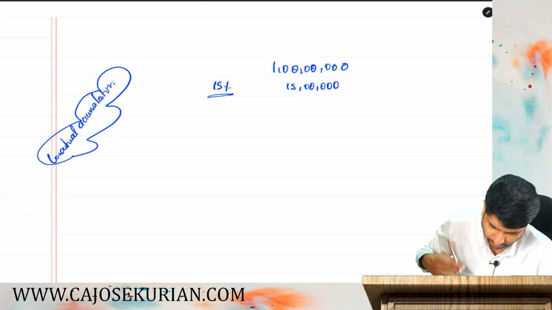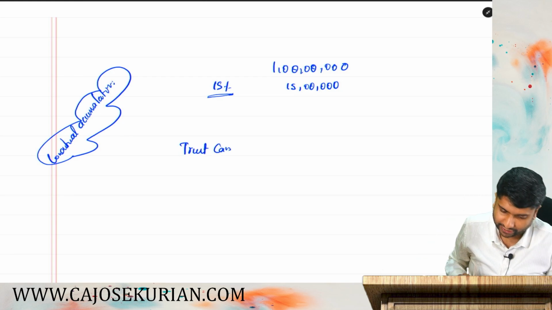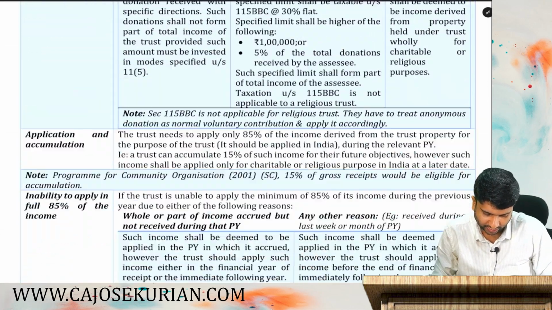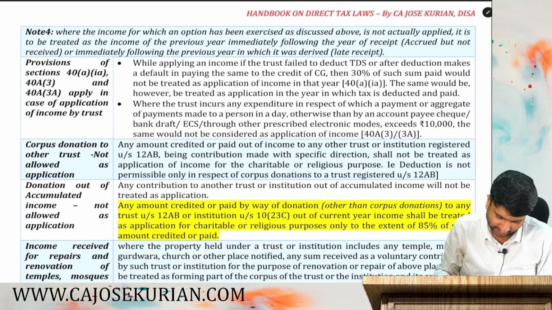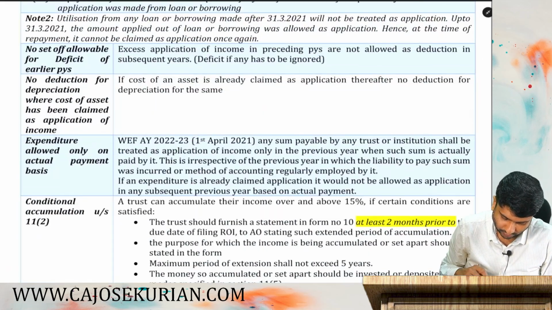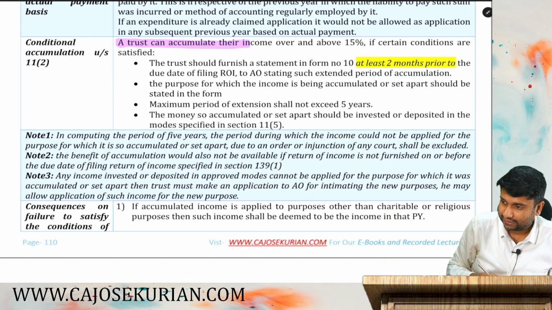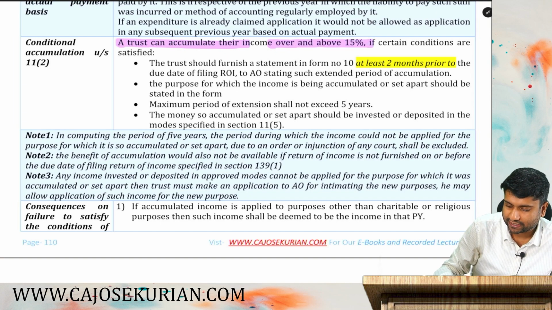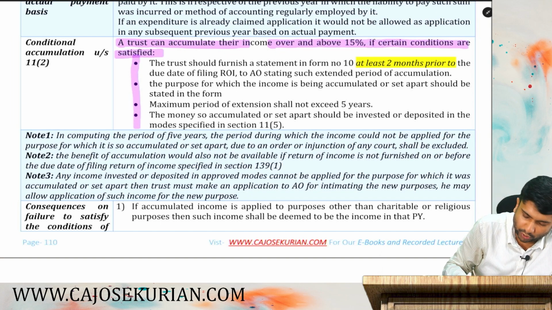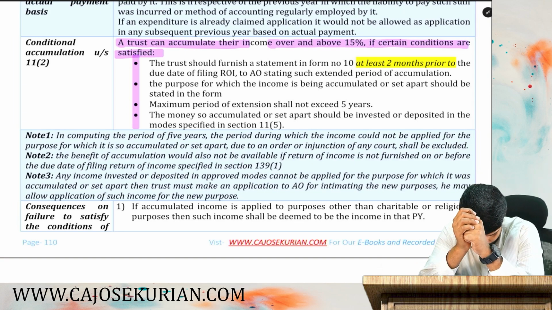So, listen. A trust can accumulate more than 15%. So, all the theory is there. So, we will stick on to the chart now. It is conditional accumulation. Where is it? Yeah, this is it. So, listen. A trust can accumulate their income over and above 15% if certain conditions are satisfied. If you satisfy all the following 4 conditions, you can accumulate more than 15% in a year. Let's understand what all are the conditions.